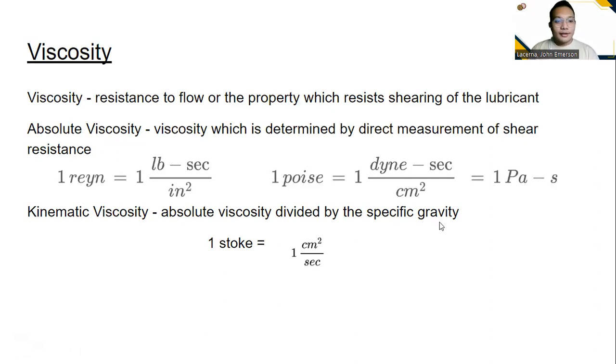So, units ng absolute viscosity in English is reyn. 1 reyn is equals to 1 pound second per square inch. And sa ating metric naman is 1 poise is equals to 1 dyne second over centimeter square or 1 Pascal second. And sa kinematic viscosity naman ay 1 stokes is equals to 1 centimeter square per second. Yan ating unit analysis and conversion factors ng ating viscosity.